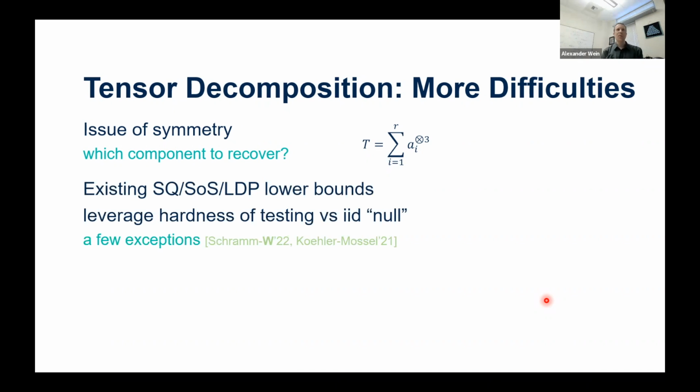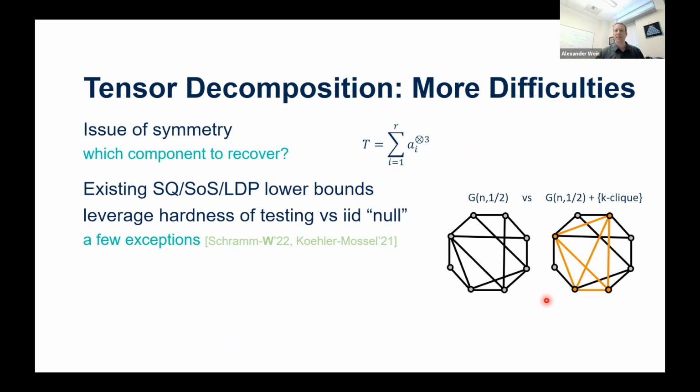But I think by far the most serious issue, or the real reason why this problem is harder than the existing ones, is this: basically all the existing lower bounds we have against all of these types of frameworks, be it SQ, SOS, low degree, and so on, are implicitly leveraging some kind of hardness of testing between some planted distribution versus an IID null distribution. So let me explain what I mean by this in the case of planted clique.